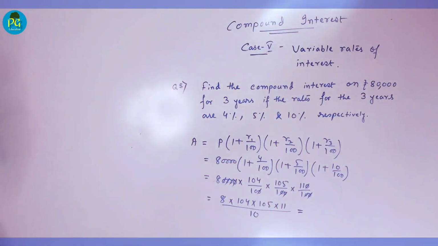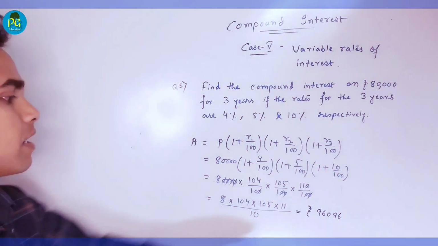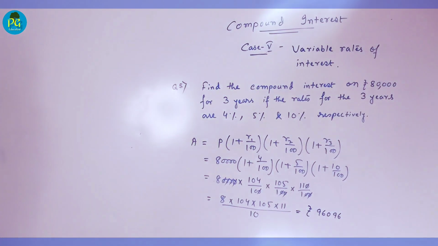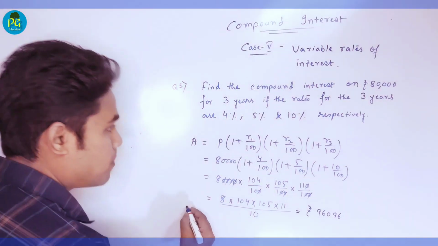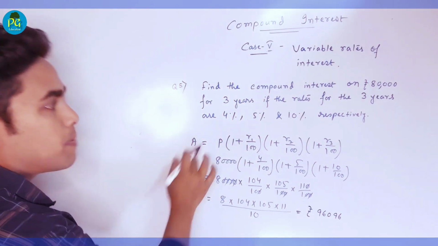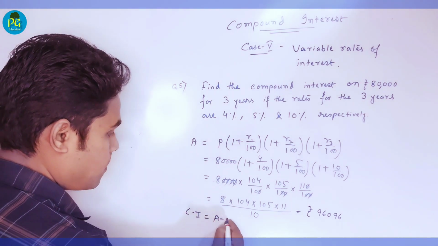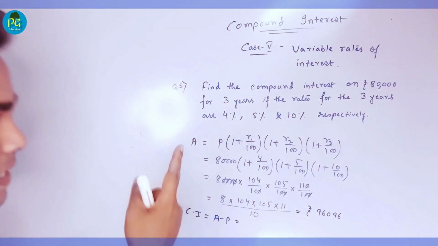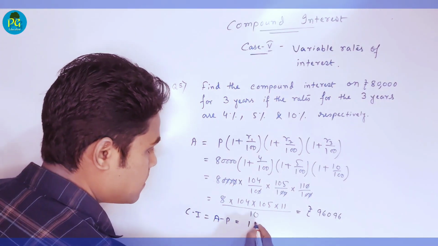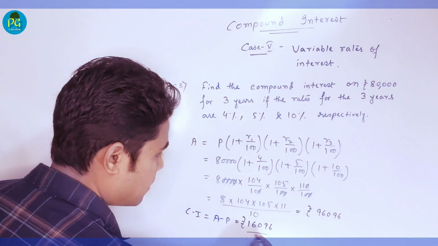This is equal to 96,096. So this is our compounded amount. Okay, but the question is to find out the compound interest. So compound interest is amount minus principal. So CI equal to A minus P, 96,096 minus 80,000, which is equal to 16,096. So this is our required answer.